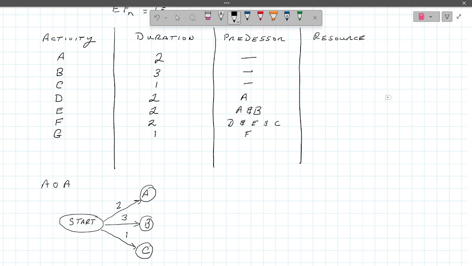D. So I'm going to put D over here, and then I'm going to draw an arrow from A to D. And it's going to have one number for duration. 2. Everybody seeing this? Did I lose anybody? Where have I lost you?